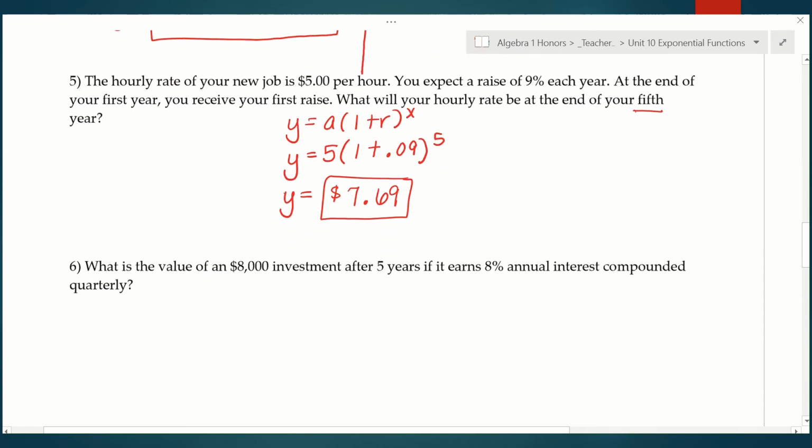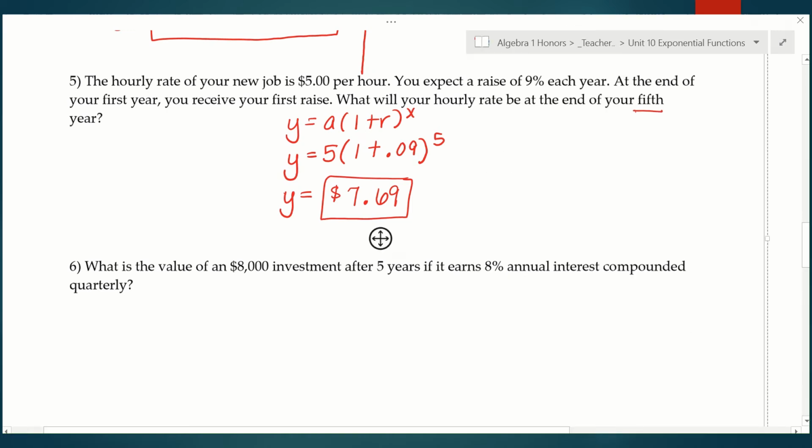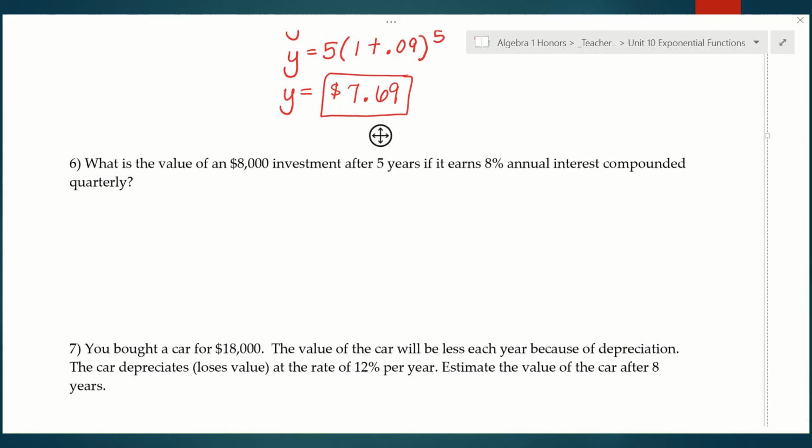Okay. Number 6. What is the value of an $8,000 investment after 5 years if it earns 8% annual interest compounded quarterly? All right, so here is our compound interest problem. So I'm going to write this again for you guys.